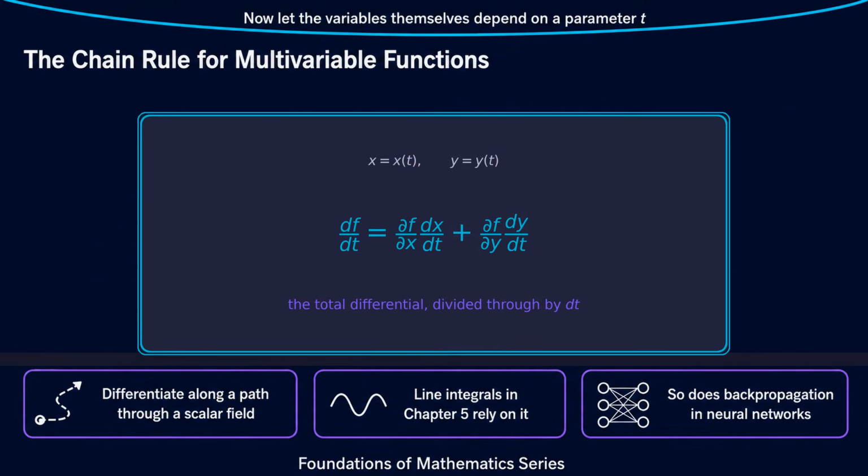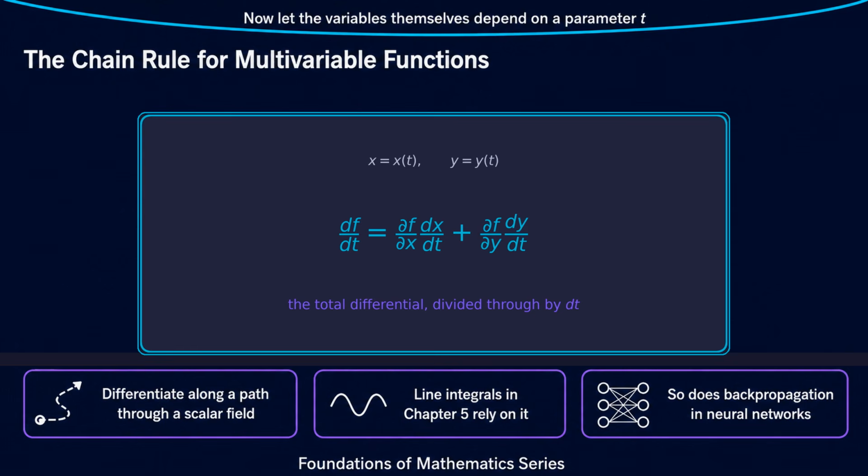Now suppose the variables are not free, but are themselves functions of some parameter t, so that x equals x of t and y equals y of t, then moving t traces out a path through the plane, and f varies along that path. Dividing the total differential through by dt gives the chain rule for multivariable functions. df by dt equals the partial of f with respect to x times dx by dt, plus the partial with respect to y times dy by dt.